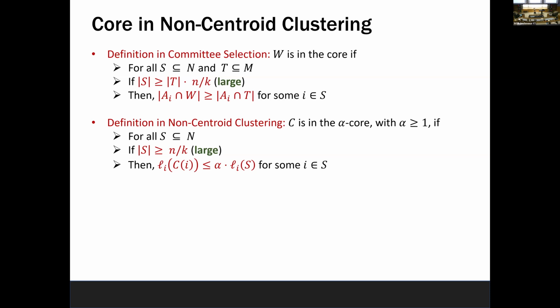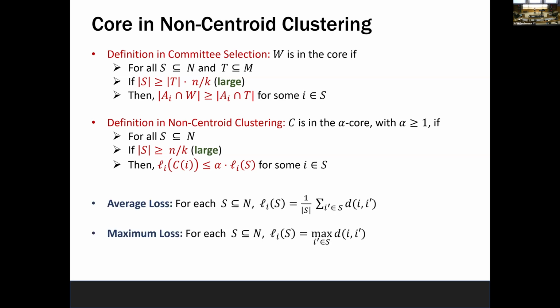Here you see that they have this loss function, which means that each individual measures somehow how happy they are when they are included in a particular cluster. So the question is, what is this loss function? In this work, we consider two different, we believe natural, loss functions. The first one is the average loss, which means that the loss of an individual for a particular cluster is equal to their average distance to any other individual in the cluster. We also consider the maximum loss, which is that the loss of an individual for a particular cluster is equal to their distance to the furthest individual in this cluster. So we consider these two different loss functions.